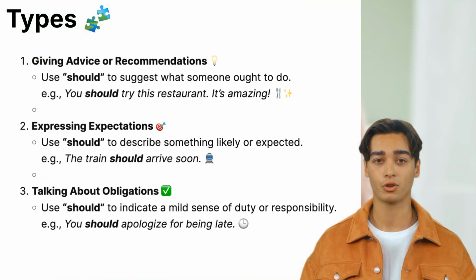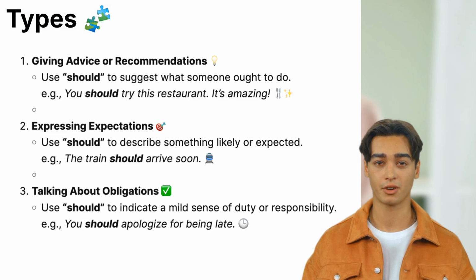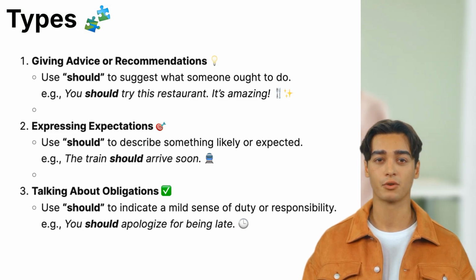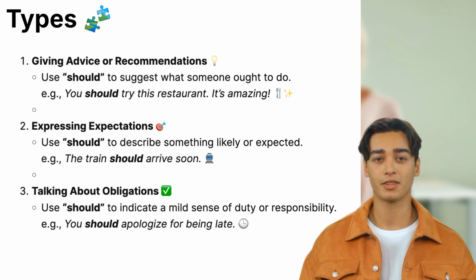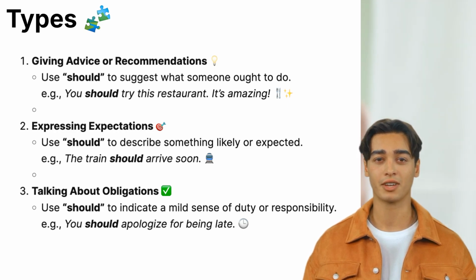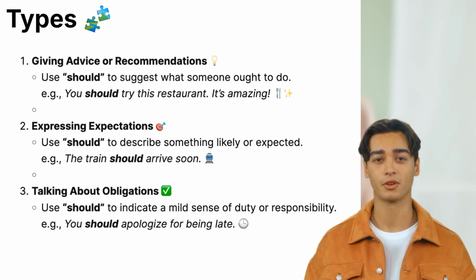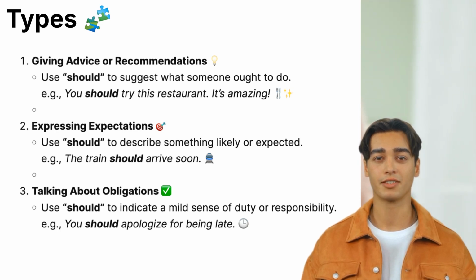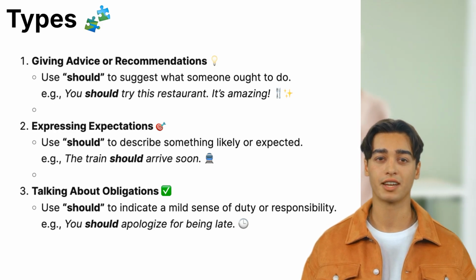In this lesson, we'll go over 6 key ways to use should with clear explanations and examples. Let's get started. 1. Giving advice or recommendations. Should is often used to suggest the best course of action or give recommendations. Example: you should try this restaurant. It's amazing. More examples: you should drink more water to stay hydrated.